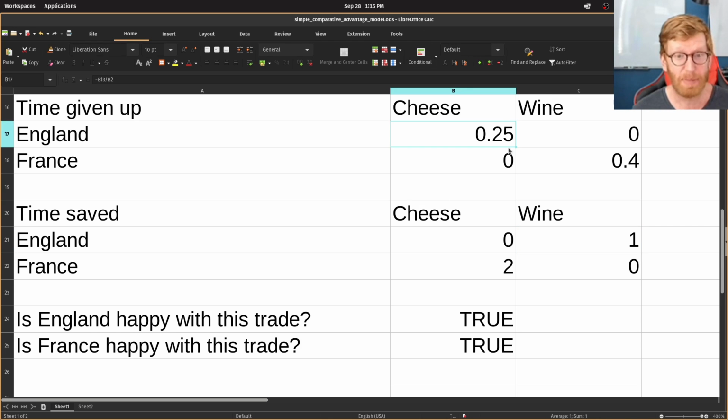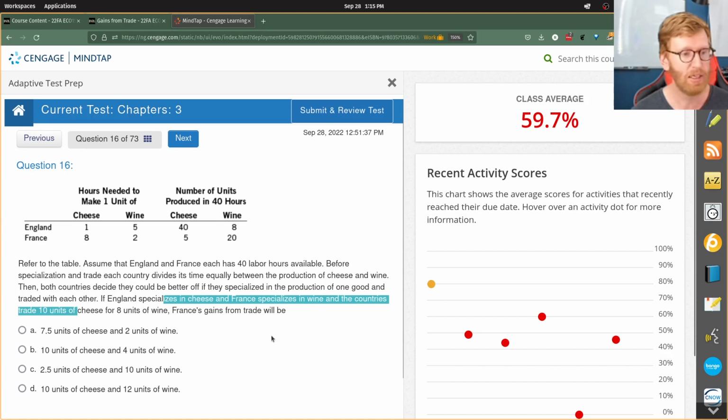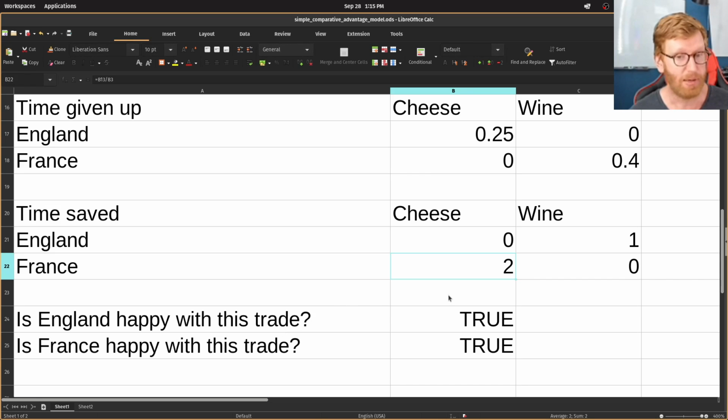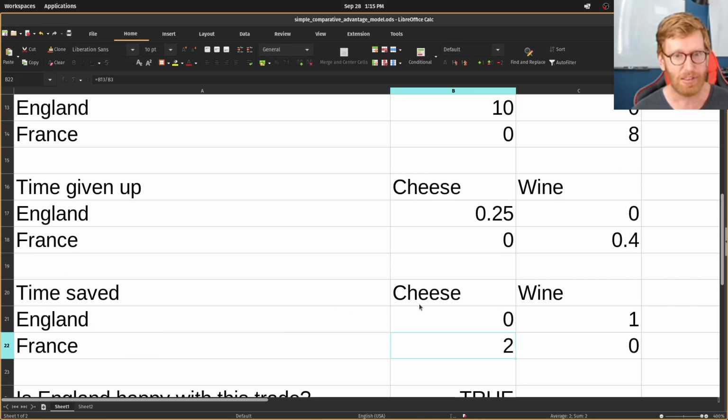So they spend 1/4 of a week, and they save a whole week. France spends 40% of a week, and they save 2 weeks. They are both happy with this trade. So France's gain from trade, well, let's think about that. How much are they getting? They are getting more cheese, and let's think about their outcomes. This is something I don't have built into this.